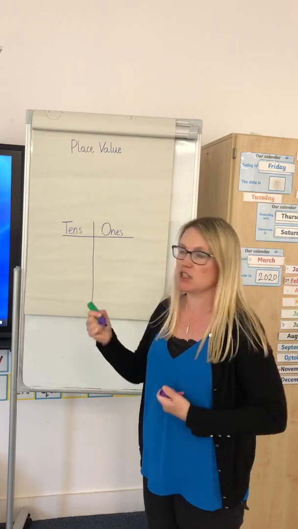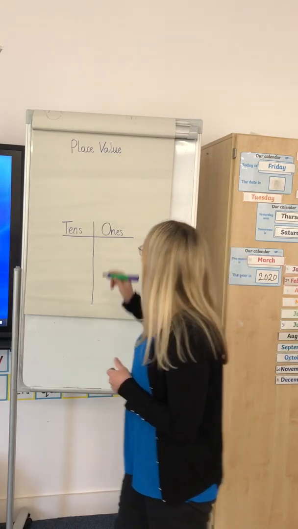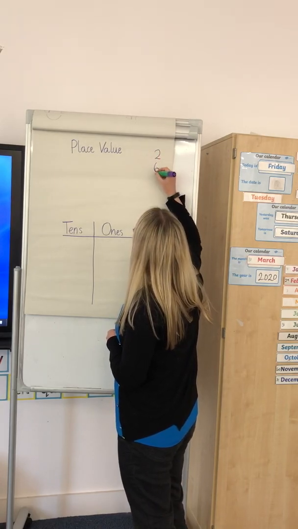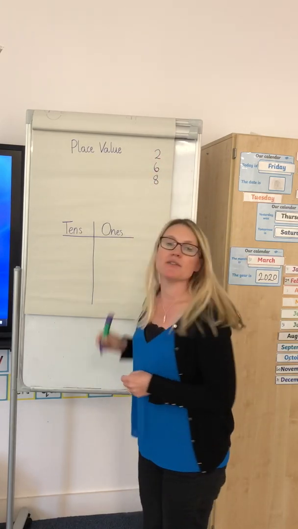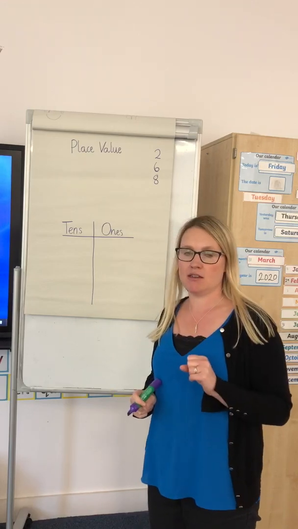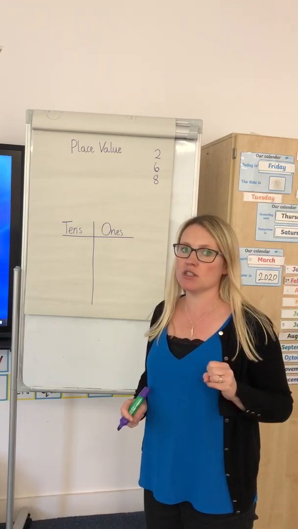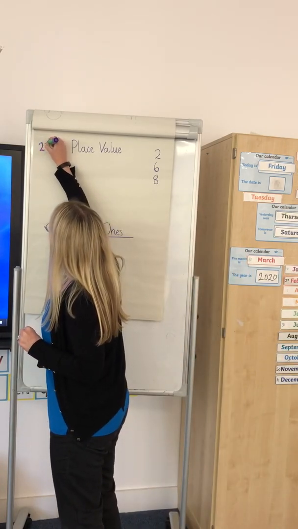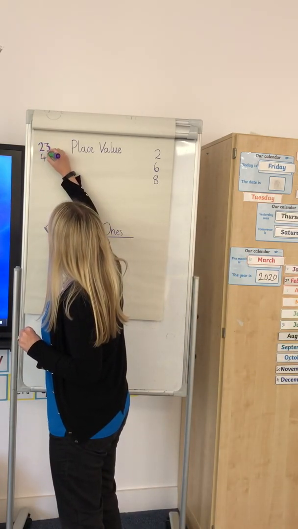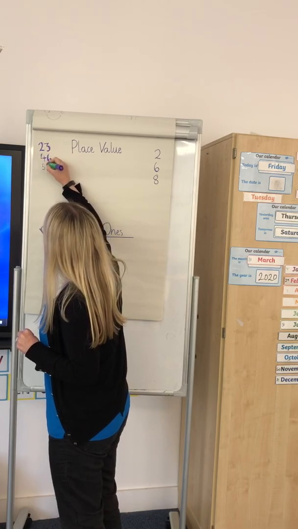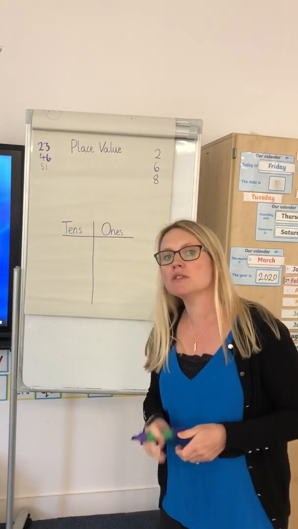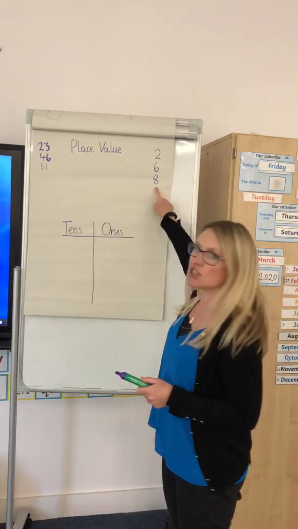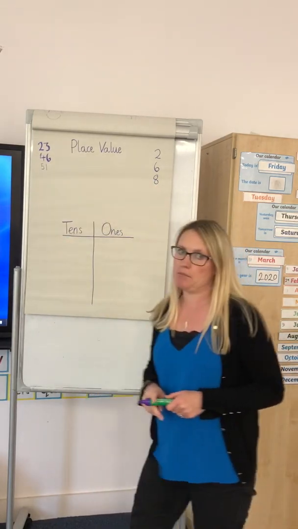Now a one-digit number is a number like 2 or 6 or 8 because they've only got one digit. But today we're going to be looking at two-digit numbers, for example, 23, 46 and 51, all of which are two-digit numbers because they've got two digits. So this is a one-digit number and this is a two-digit number.